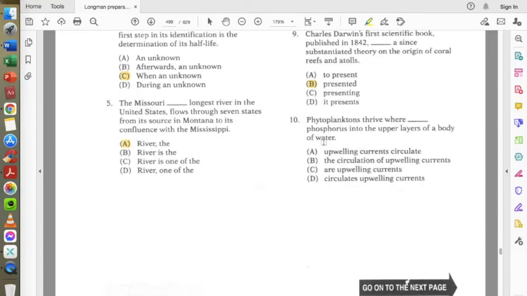Number 10, phytoplankton thrive where blank phosphorus into the upper layers of a body of water. They thrive where something happens, where upwelling currents circulate. That looks okay.